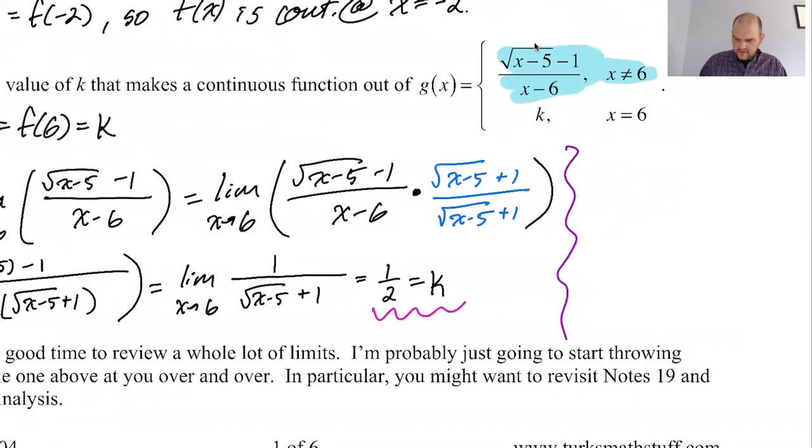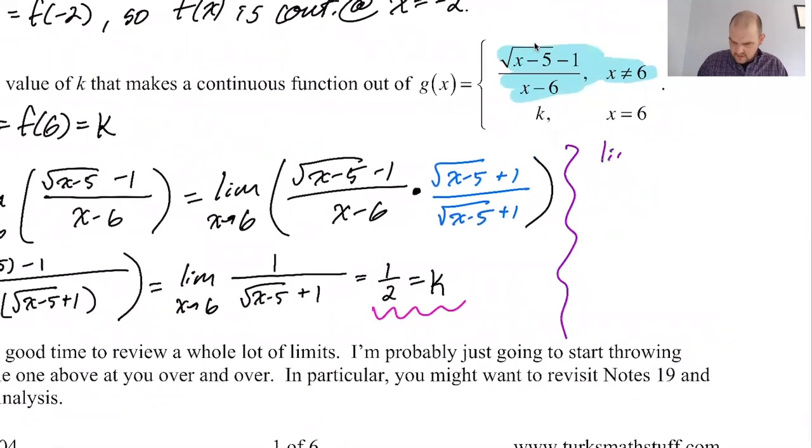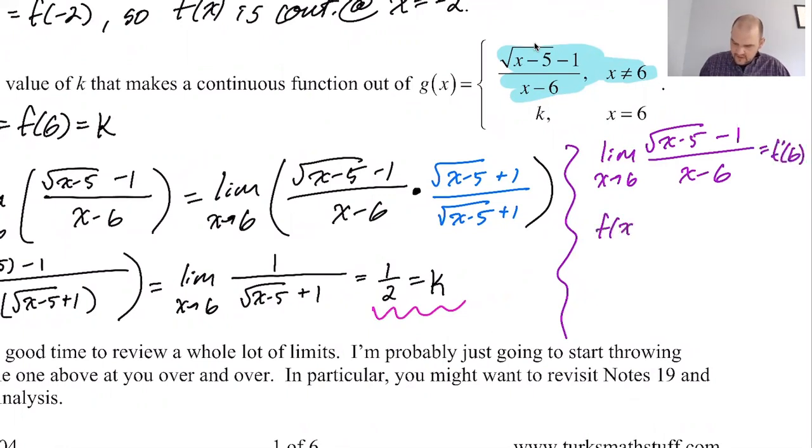Let's do this in kind of a weird color. So the limit as x approaches 6 of the square root of x minus 5, minus 1, over x minus 6, could actually be thought of as the limit definition of the derivative. So this is going to be f prime of 6, where f of x is the square root of x minus 5. So that's f of x minus f of 6 over x minus 6, limit as x approaches 6. That's the definition of the derivative.